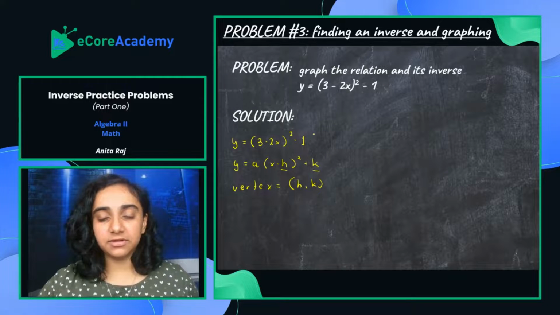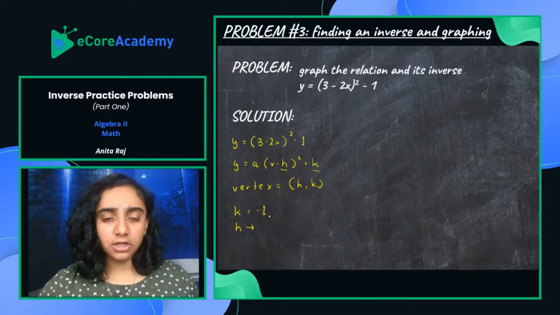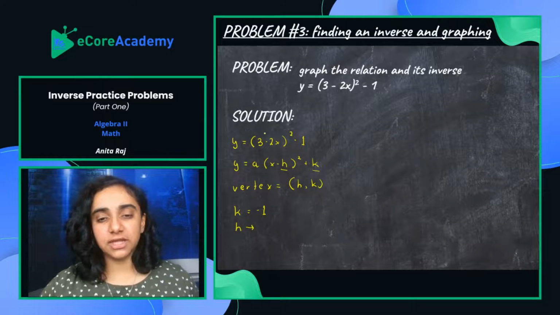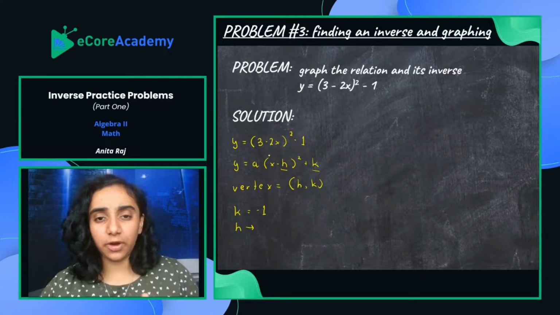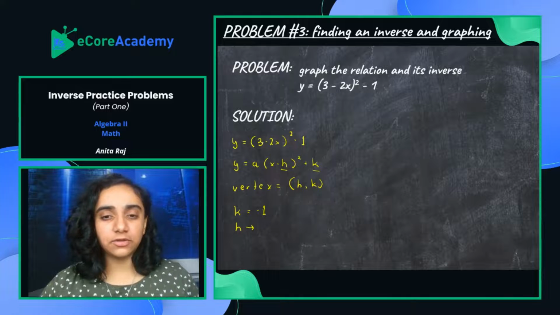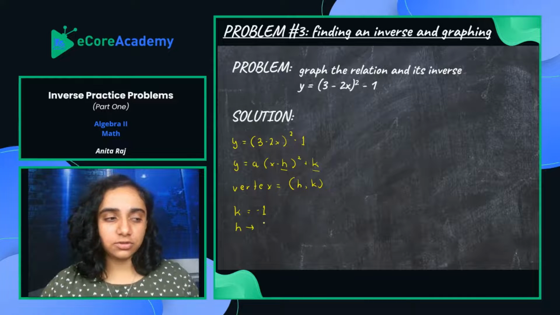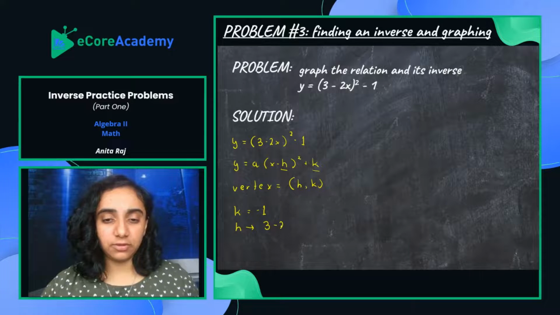K should be pretty obvious. It's this -1 sitting out here. So k is equal to -1, but h is a bit more tricky, and this is the logic I used to find what h was. I just focused on what was in this set of parentheses. In this case, a is equal to 1, so we don't need to worry about that. Right now we're focusing on this 3 minus 2x.